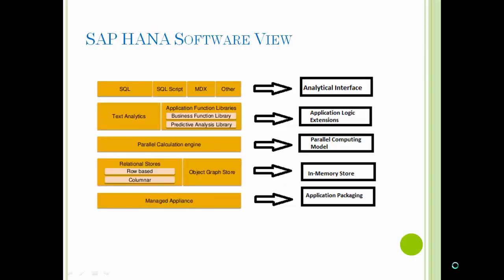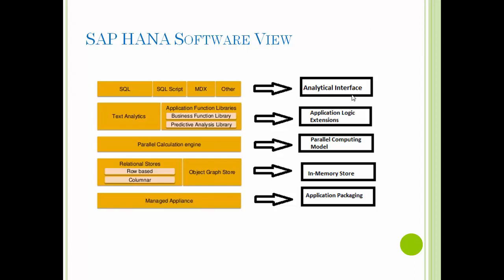This slide shows the picture of SAP HANA software view. HANA software view shows different layers which act as different components to serve the incoming request from the end user. So, to support the incoming request from the end user, we first have the client interaction interface layer, also called as the analytical interface layer.